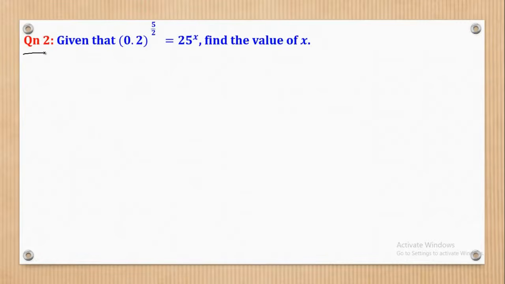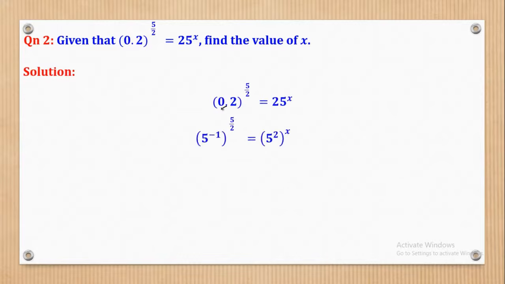Now we shall go to question 2, which is that given that this is equal to this, find the value of x. So still the same. That is what is given. Then this one is the same as 1 over 5, which is 5 to the power negative 1, and this one is 5 to the power 2. So for multiple powers, you multiply them. So this times this gives you negative 5 over 2, this times this gives you 2x. But the bases are the same, so it implies that negative 5 over 2 is equal to 2x. And when I make x the subject, x will be equal to negative 5 over 4.